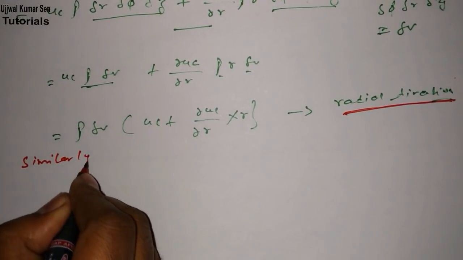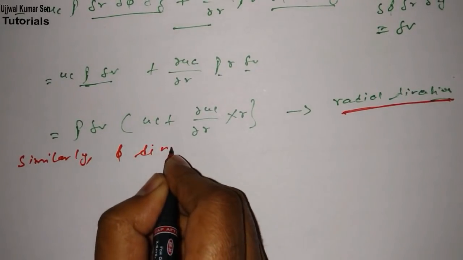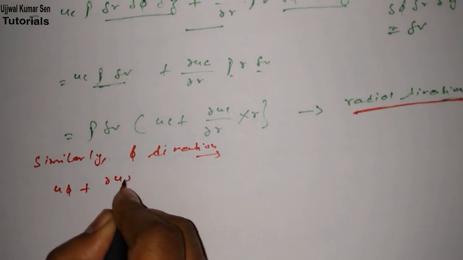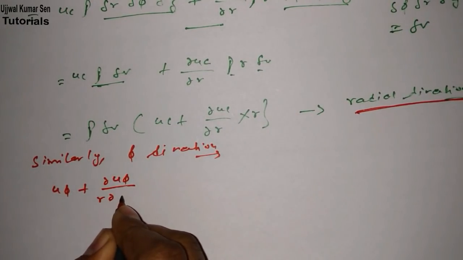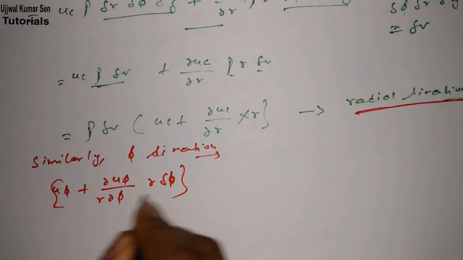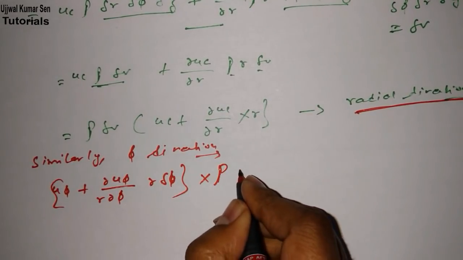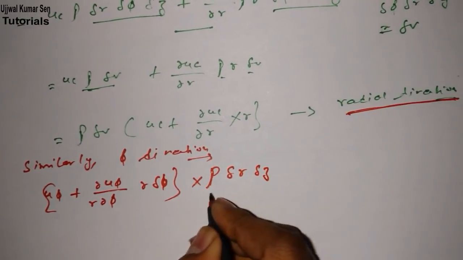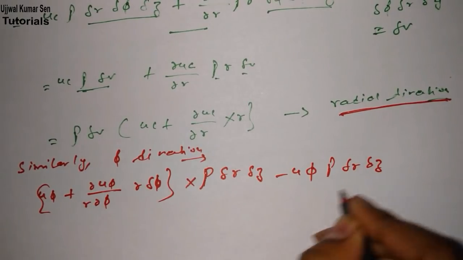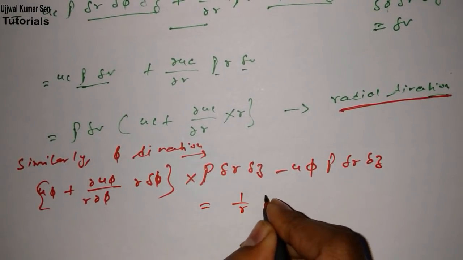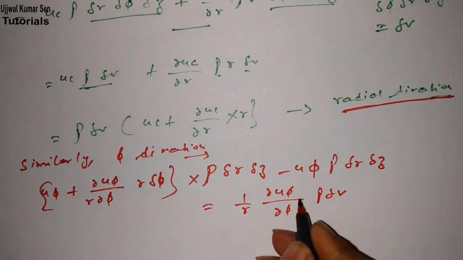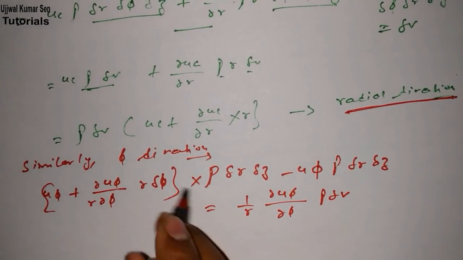Similarly, for the phi direction, what will we get? For the phi direction we are getting here u phi plus curly u phi by r curly phi, then r del phi, right? I have to multiply this way, rho curly r and curly z minus u phi del r del z. So what exactly are we getting here? 1 by r curly u phi curly phi rho del v. Okay, because this one and this one get cancelled, so we'll get this one only.